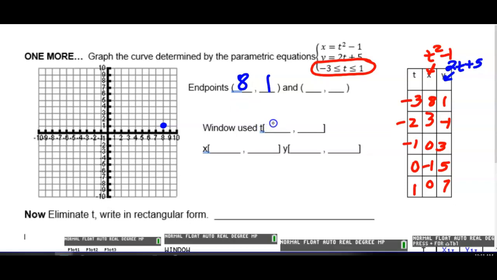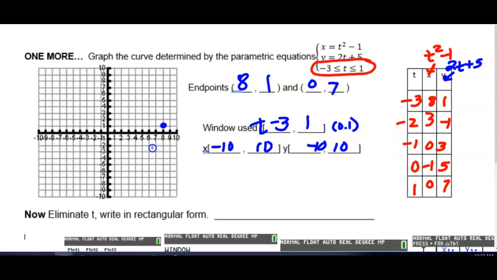And this is where it's important you would write this down. From -3 to 1 was what I used for t. And I counted by 0.1s. I used -10 to 10 and -10 to 10 for those. And then at 1, the other endpoint is going to be at 0, 7.